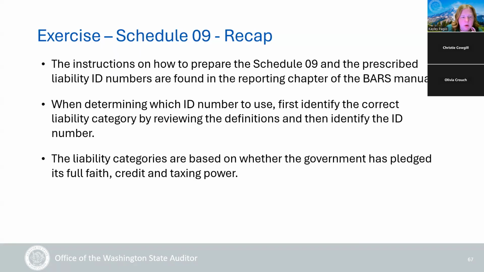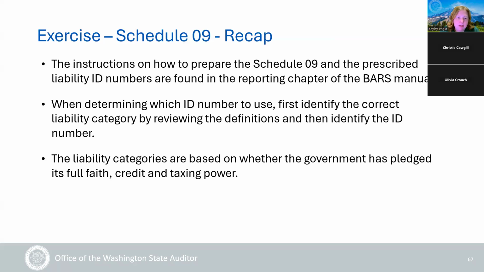So let's do a quick recap of the Schedule 09 exercise that we just did. Again, remember the instructions on how to prepare the Schedule 09 and the prescribed ID numbers are found in the reporting chapter of the BARS manual. When determining which ID number to use to report your liabilities, first identify the correct liability category. And remember that the liability categories are based on whether the government has pledged its full faith, credit, and taxing power on securing that debt or liability.